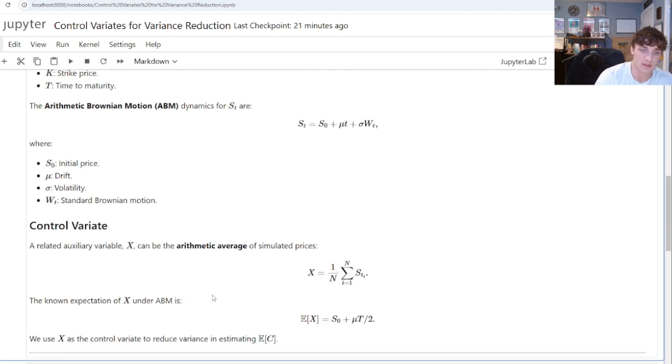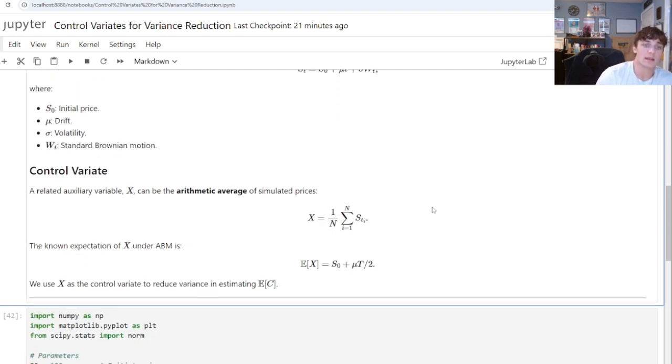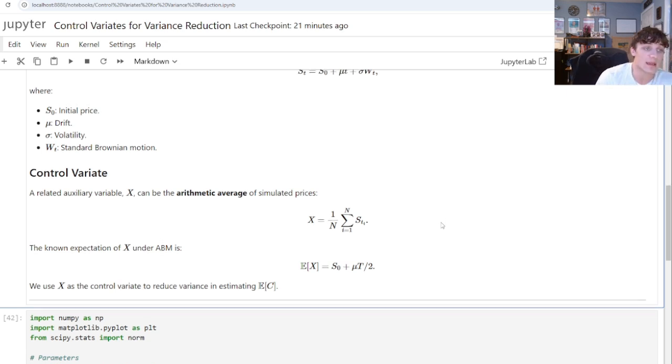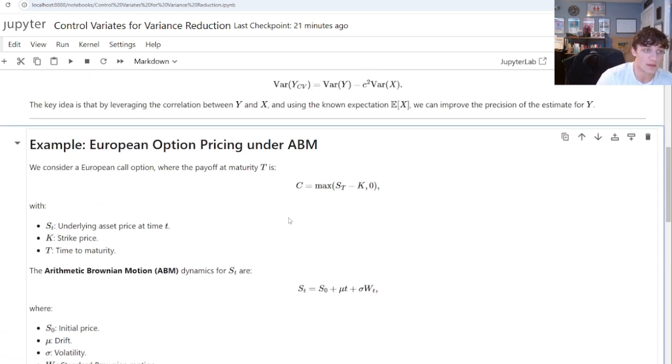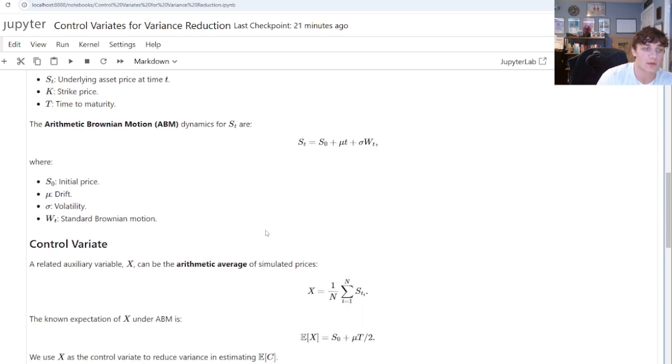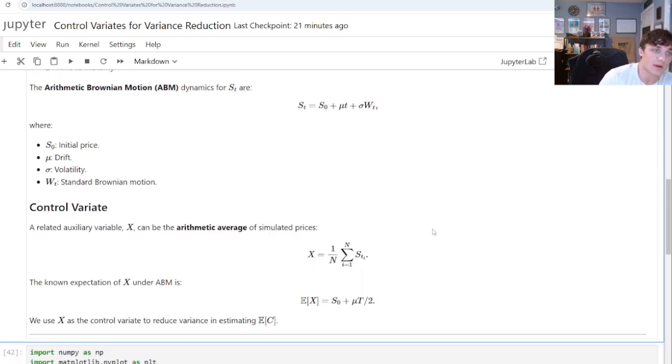And the volatility is just a standard Brownian motion. What we can do is add a control variate to aid in the estimation of this European call simulation. So we're trying to simulate the price of a European option. We are going to simulate a whole bunch of ABM price paths to maturity, calculate the payoff, discount it to the present. We're going to get the average of that set of values, and that'll be the approximate price of the call. Now, there's going to be variance, and what we want to do is reduce that variance so we don't have to simulate as many price paths.